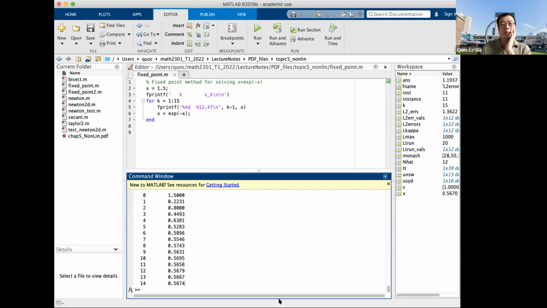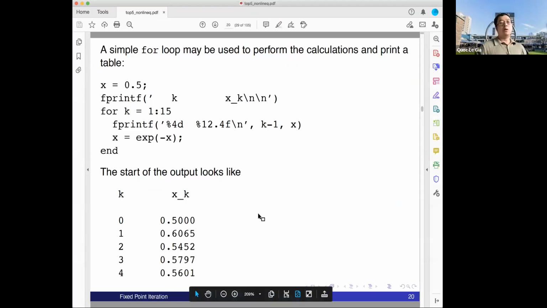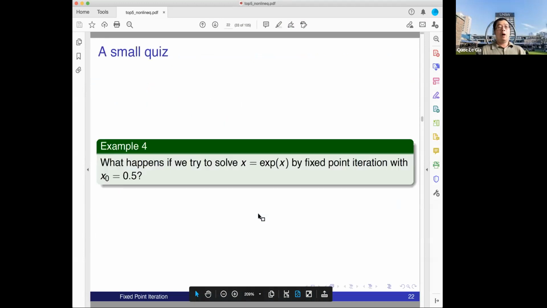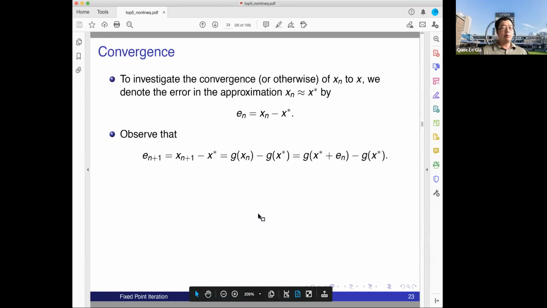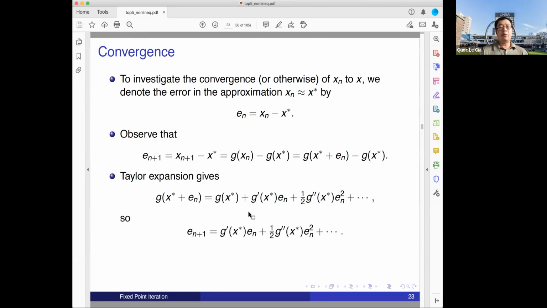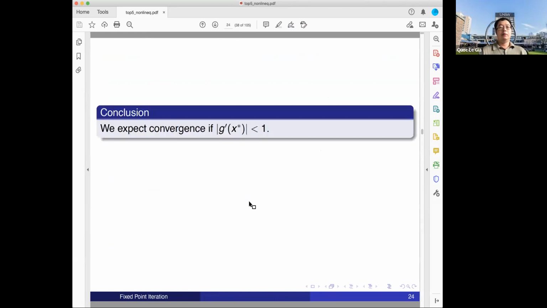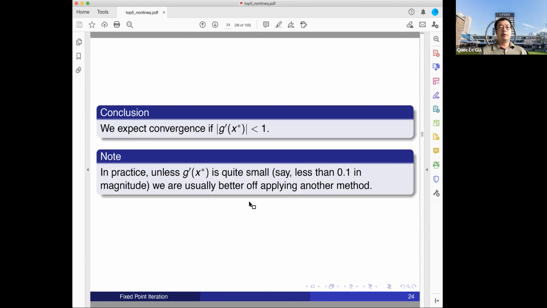So now we go back to the slide. What we want is just g prime at a fixed point less than 1. Then you can have convergence of the method.